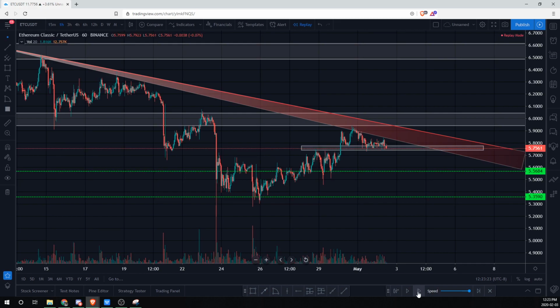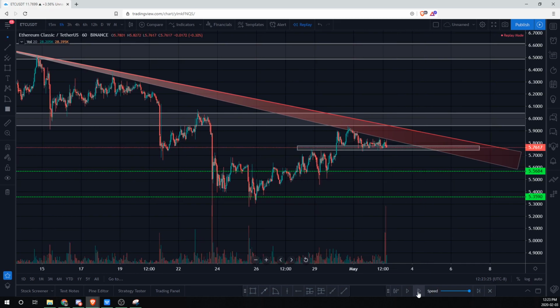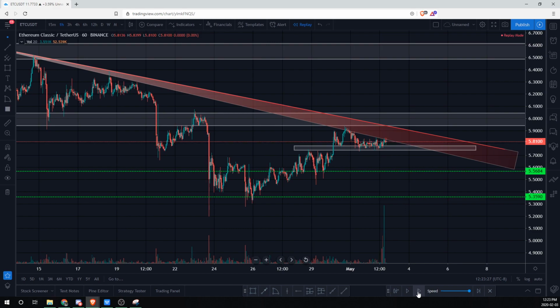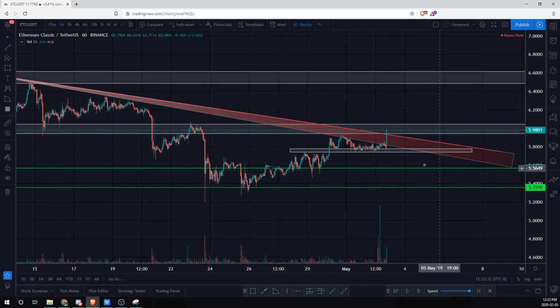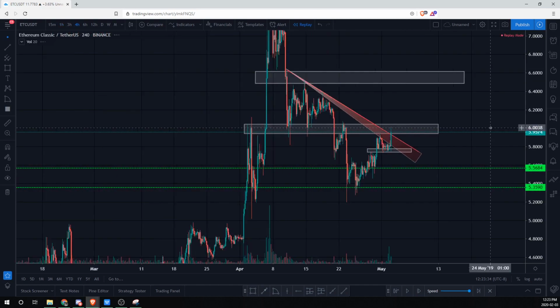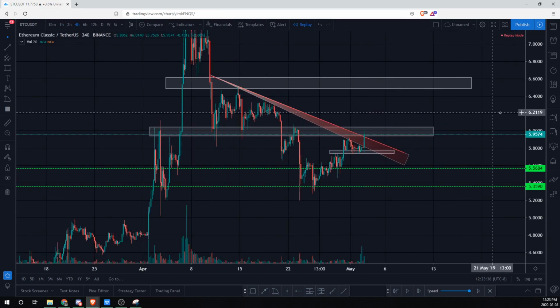So there is a very well-respected support. We're not seeing the price break this zone at all. So wow, there's a solid push of volume. Let's look at the 4-hour chart and see what we're able to identify.